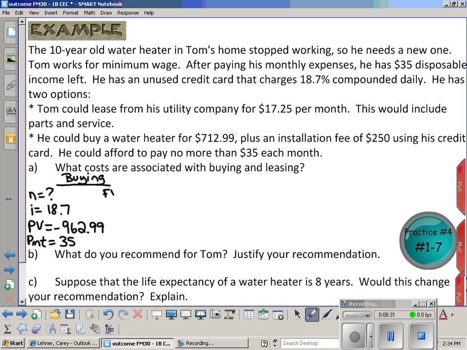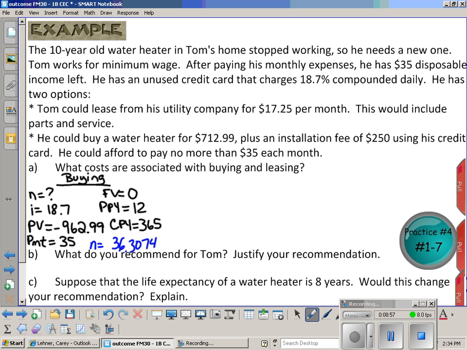The future value will be 0. He's going to have to do monthly payments, and the compounding is daily, so 365. So when we put this all into our calculator, we are going to find out that it is going to take him 36.3074 payments. That's how many payments he's going to have to make.